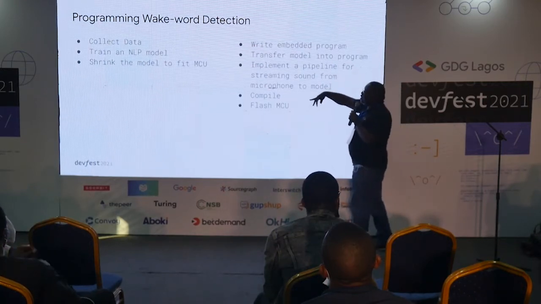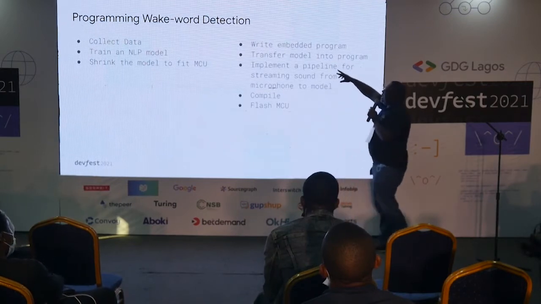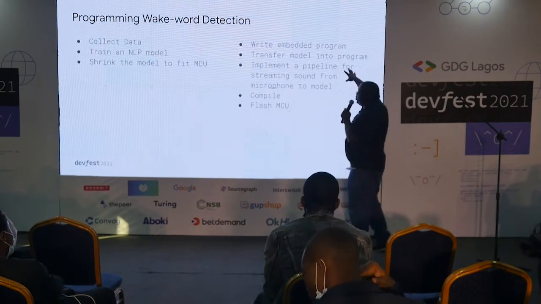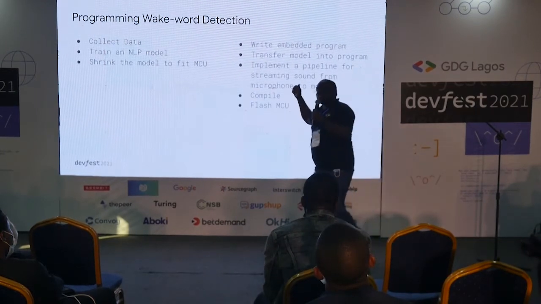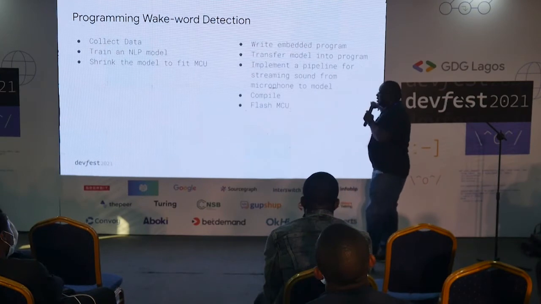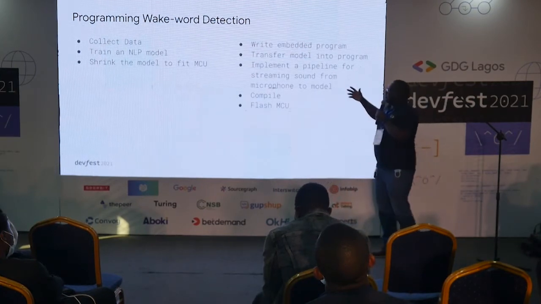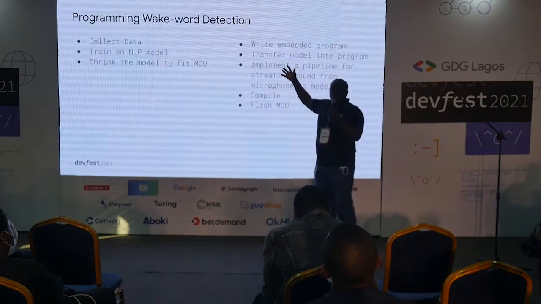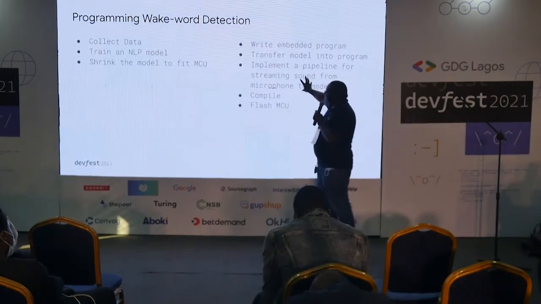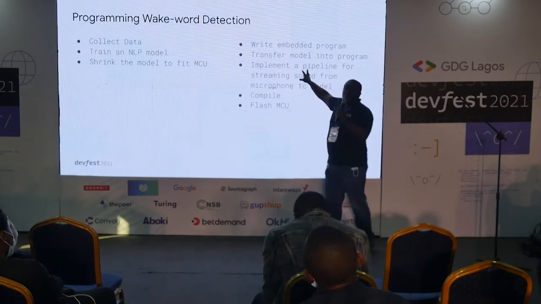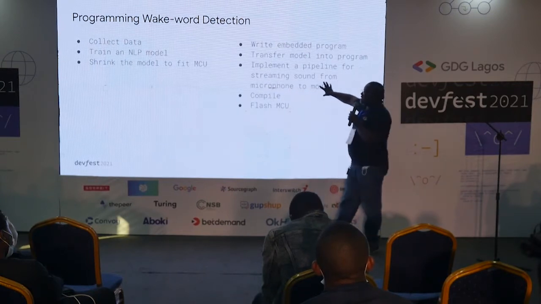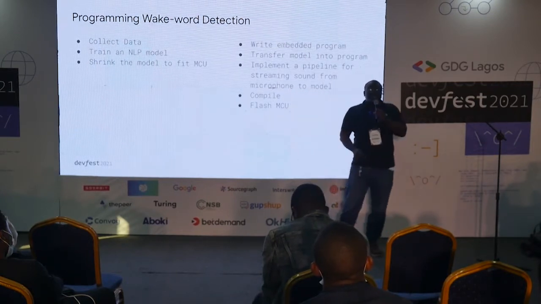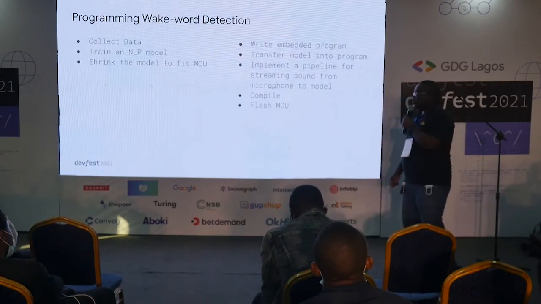So when you're done with your model, you have to write an embedded program. It's called an embedded program. And then you have to transfer your model into the program and implement a pipeline for streaming sound from the device microphone into the model. And then, of course, your embedded program is set to do something. And then when you're done, you have to compile. And this, of course, doesn't happen on the microcontroller. It's still on the computer, but it's just that this part is Python, this part is C. Compile and then flash. So you flash your program onto your microcontroller.